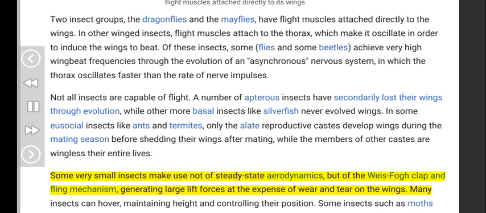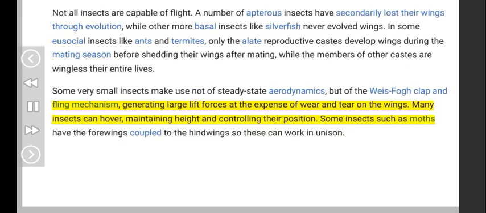Some very small insects make use not of steady-state aerodynamics, but of the Weis-Fogh clap and fling mechanism, generating large lift forces at the expense of wear and tear on the wings. Many insects can hover, maintaining height and controlling their position. Some insects such as moths have the forewings coupled to the hind wings so these can work in unison.